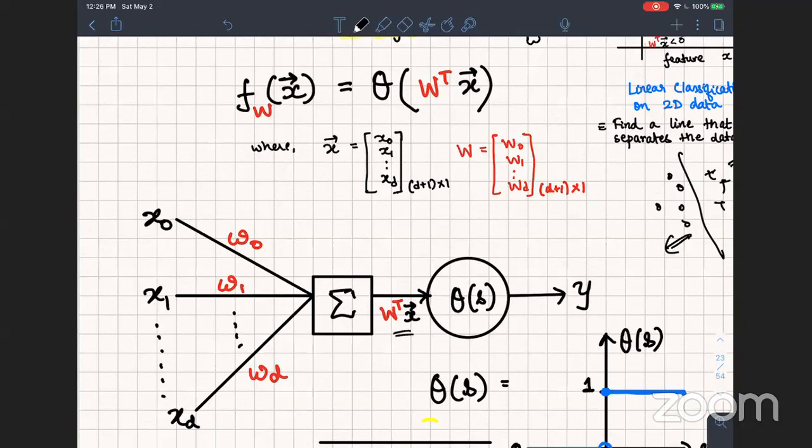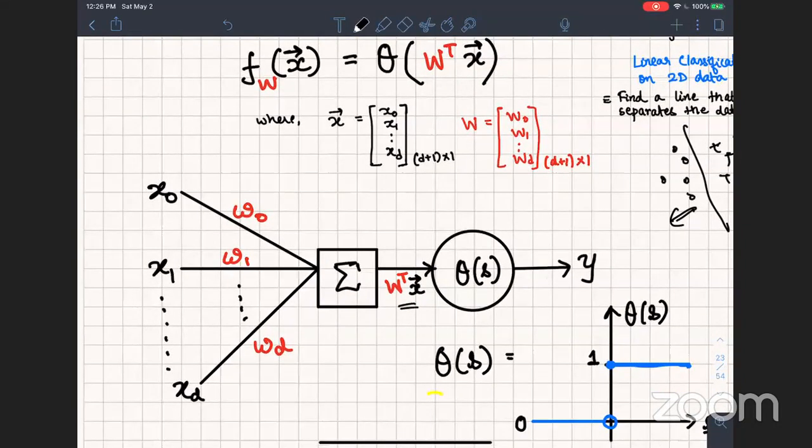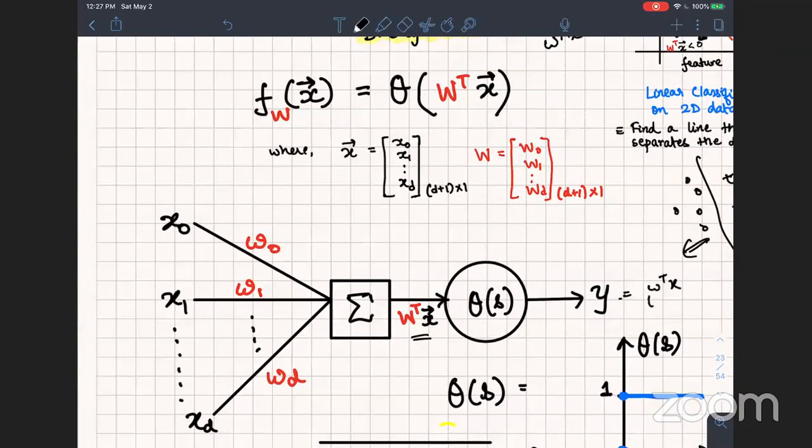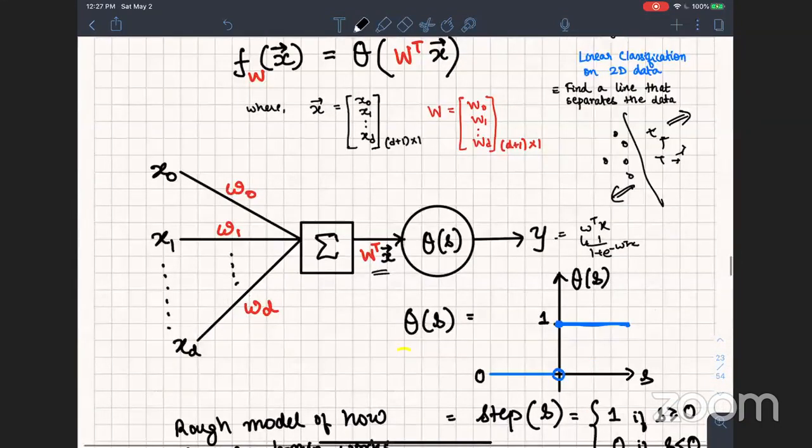So you can think of this as a data sample X with D plus one features, X0 to XD. And for every feature, there is a weight associated with it, W0 to WD. So you're doing a summation, which is basically W transpose X, a weighted sum of all these features. And then there is this theta S. In regression, this theta S was basically identity, because W transpose X was the same as W transpose X. Then we had 1 upon 1 plus E raised to power minus W transpose X for logistic. Now in this case, we can think of it as a step function, theta.